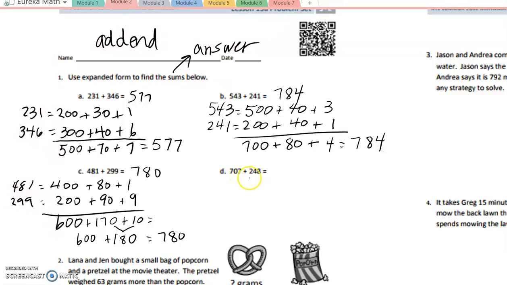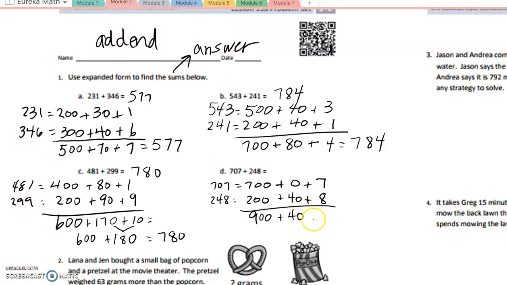Let's try the last one, 707 and 248. So I'm going to expand each one of these. 700 plus 0 tens. You've got to show your tens even if there are 0. Otherwise you're going to get goofed up. And then 7 ones. Then I'm adding 248. So that's 2 hundreds plus 4 tens plus 8. Now I can add that together. So 700 and 200 is 900. 0 plus 40 is 40. 7 plus 8 is 15.